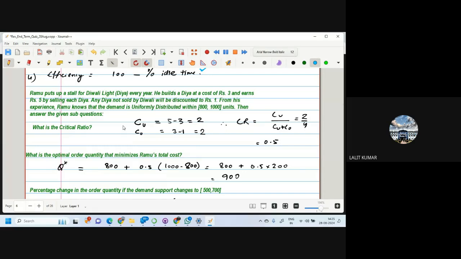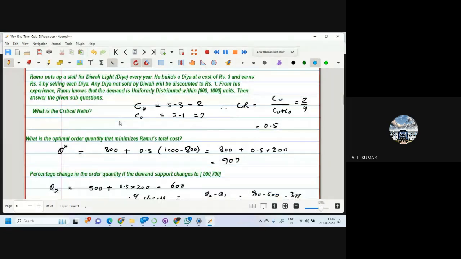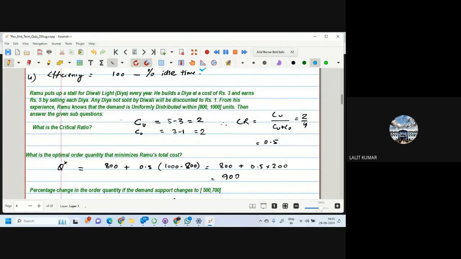Okay, the next question is the newspaper model question. Ramu puts up a stall for Diwali light every year. He builds a diya at a cost of rupees 3, earns rupees 5 by selling each diya. So profit he earns on every diya is 2, which becomes his CO. Any diya not sold by Diwali will be discounted to rupees 1. So the cost was 3 and he's selling at 1. So cost of salvage is 3 minus 1 is equal to 2. So both CO and CS become 2.